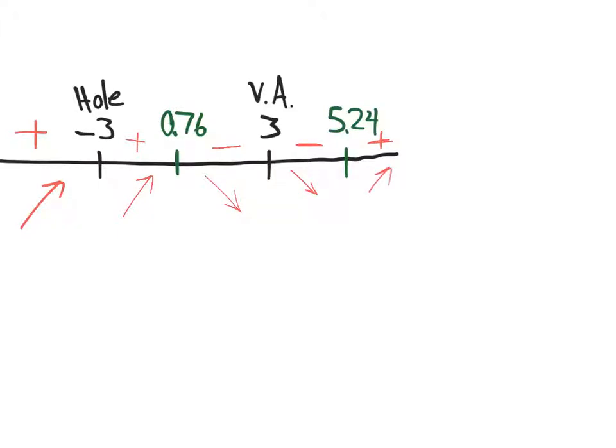Okay, so we're increasing. So notice here what we have. We had a hole at negative 3. What do we have at 0.76? That's going to be a max. We're increasing then decreasing, right? That's a max. Then we've got an asymptote at 3. What do we have at 5.24? That's where we have a min.